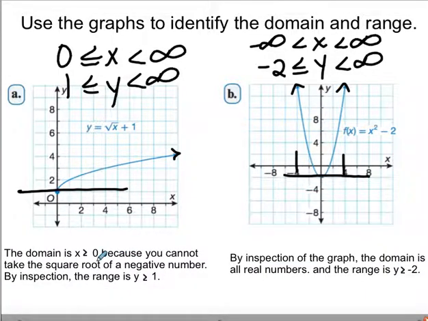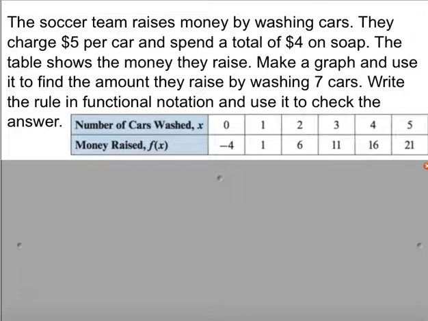So the other way that you can show this is the domain is greater than 0, that's what we talked about here, and the range y is greater than or equal to 1. The domain is all real numbers, which is what we said right here with going from negative infinity to infinity, and y is greater than or equal to negative 2, which is what we said here. These are more formal ways of writing them, something that you will be expected to know and use in high school, so that's why I introduce them now.